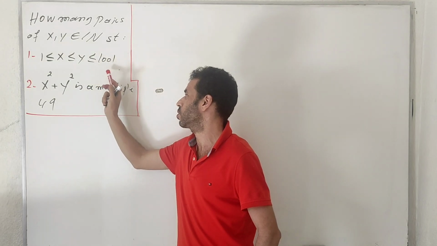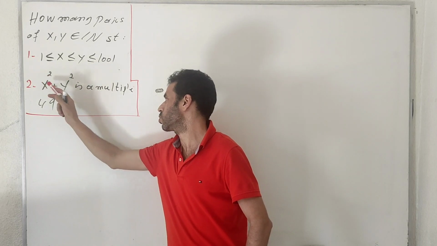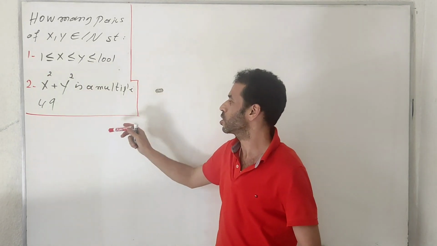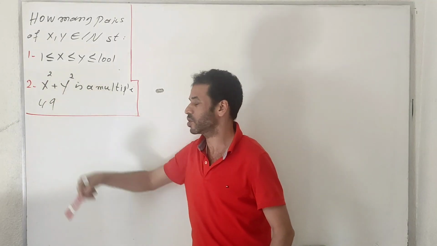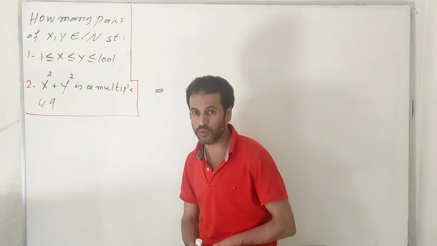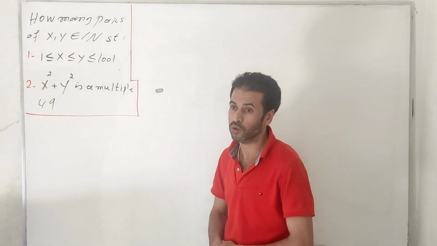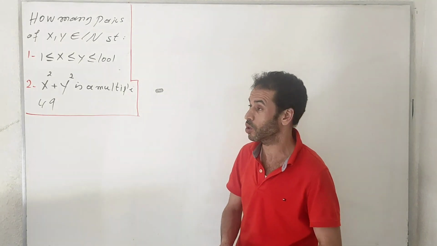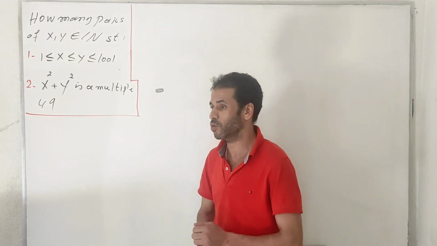The second condition: the sum of these squares, x squared plus y squared, is a multiple of 49. In other words, 49 divides the sum of these natural numbers. Our goal is not to solve this equation, but to determine how many pairs of solutions we have in order to solve this equation.